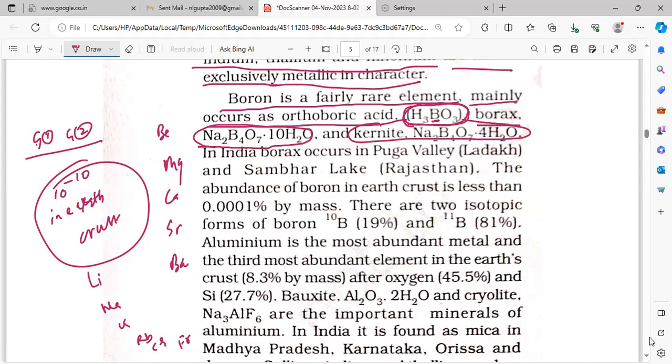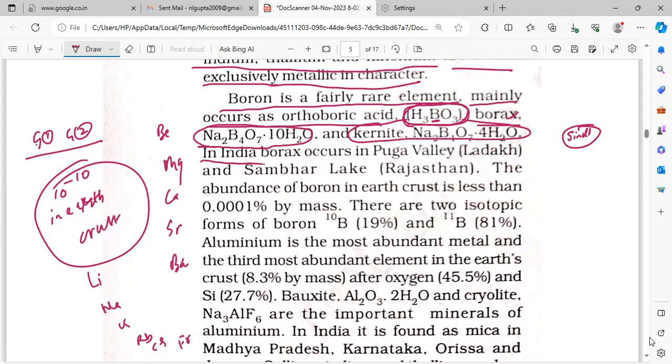This borax is what the ladies use in the sindoor. Do you know sindoor? That they apply when you go to the temple. This is the borax type of compound.